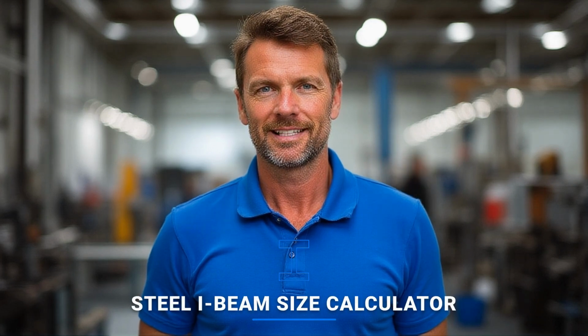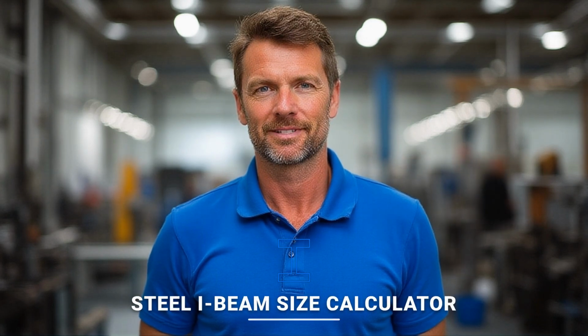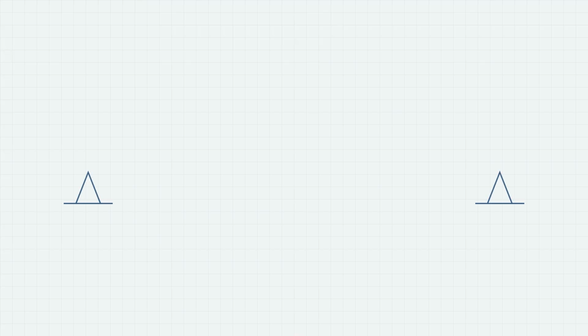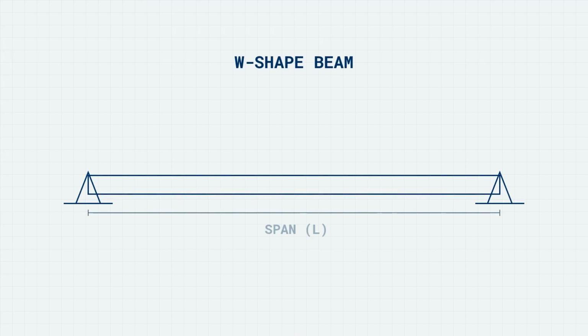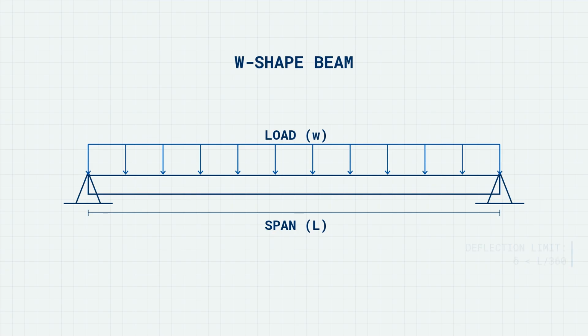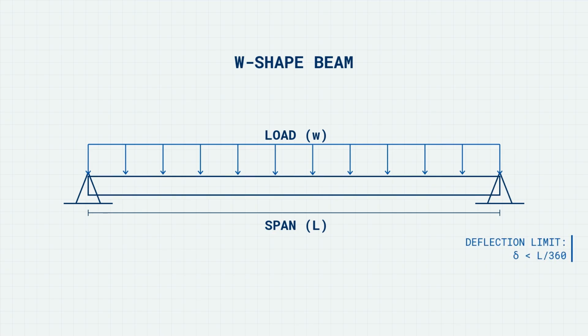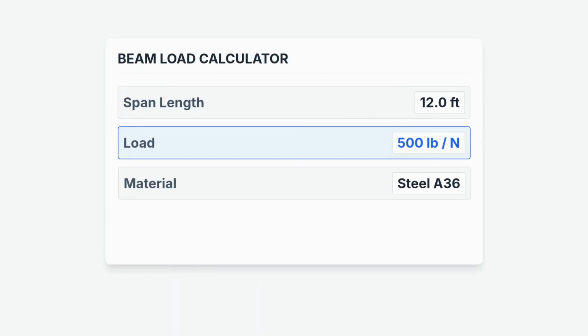Welcome, engineers. Today I'll demonstrate the steel I-beam size calculator, a tool that solves the fundamental structural problem of selecting the correct W-shaped beam for a given load and span while ensuring code compliance for deflection limits. Let's examine each input field.